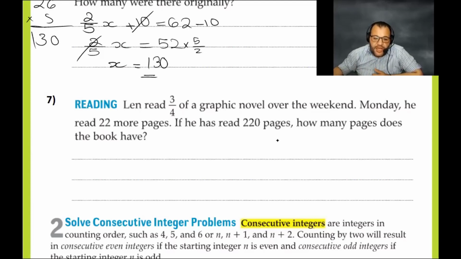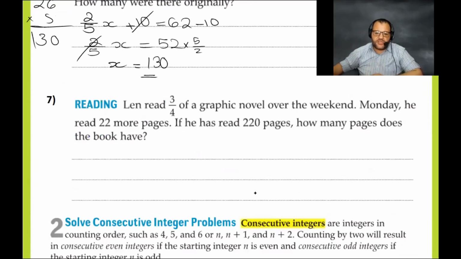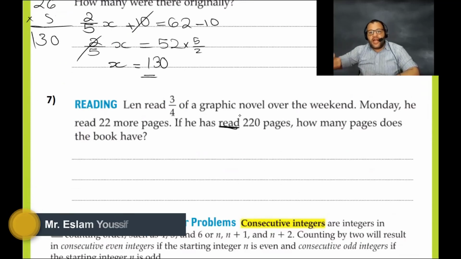Because the question talks about the total number of pages that he read. Yes, 220, I know that's what you said, it's right. I'm asking about another one: for the first question, why am I not using 3/5 and I use 2/5? Because now we are talking about what is left, not what was sold, the remaining at the store. But in this one, I'm talking about how many pages have been read, not how many pages are left without reading.